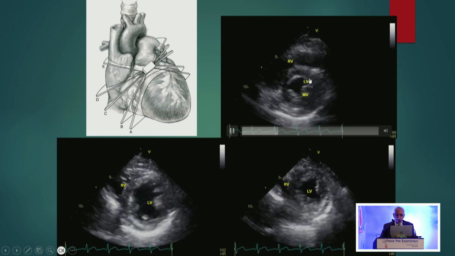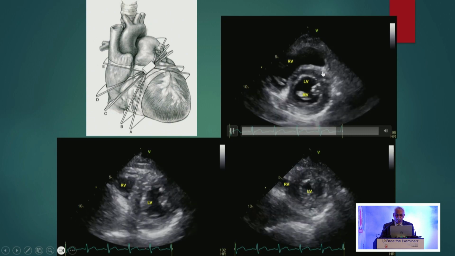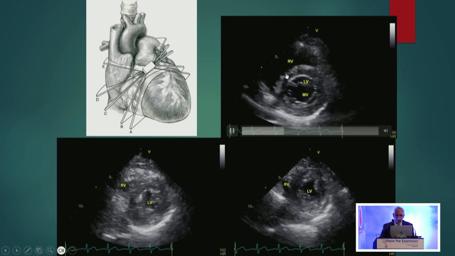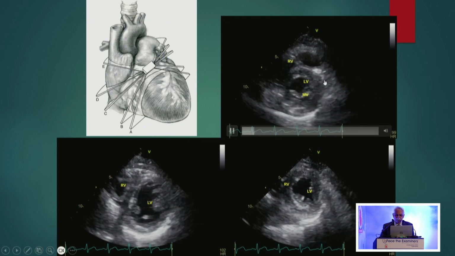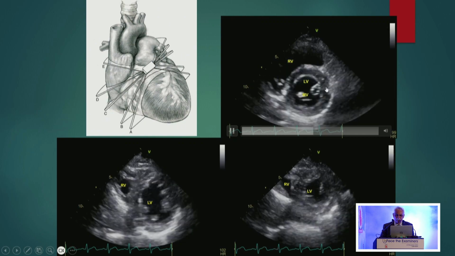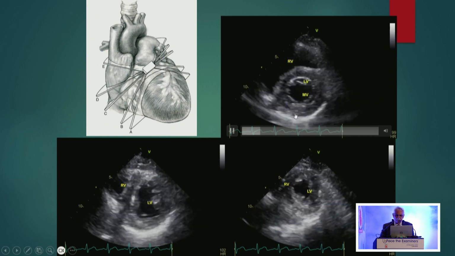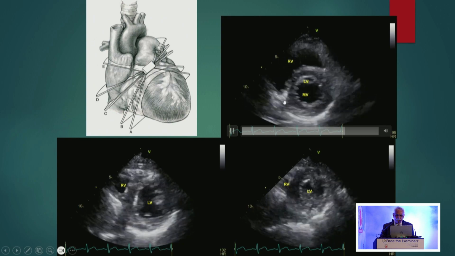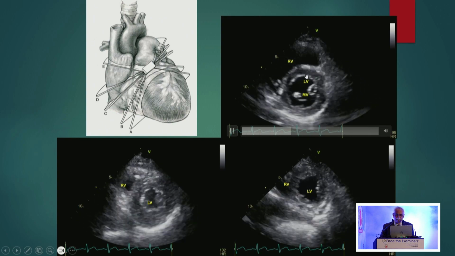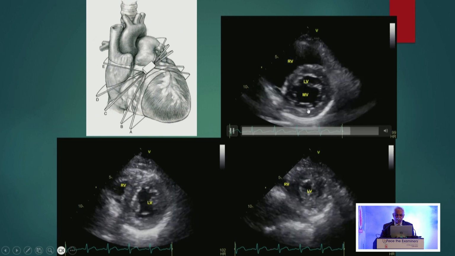The short axis view at the level of the mitral valve is divided into 6 segments. This is the interventricular septum, which is divided into anterior septum and posterior septum. From here to this point, it will be the left ventricular anterior wall. Then here it will be the anterolateral wall. This will be the infralateral wall, and this will be the inferior wall. So all of you are clear? There are 6 segments in the left ventricular circle.